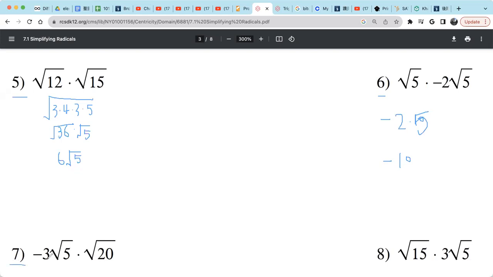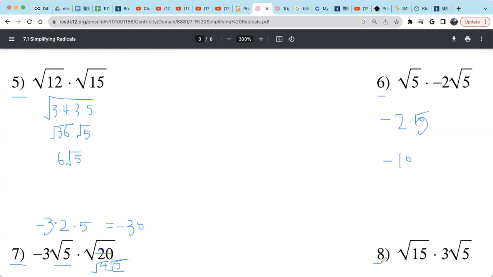Let's see 7. Negative times positive, negative, negative 3 right up front. Then 20, we can think as a 4 times 5, right? Square root of 4 is 2, so negative 3 times 2. And I have square root of 5, square root of 5. Square root of 5 times square root of 5, that's just 5. 2 times 5 is 10, 10 times negative 3, negative 30. So the answer for 7 is negative 30.